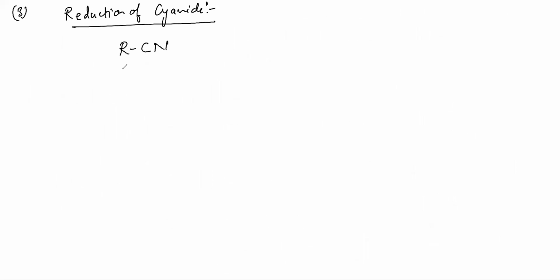Third, reduction of cyanide. I told you, if you have any nitrogenous compound and you perform its reduction, you get RCH2NH2. Carbon will not be lost.